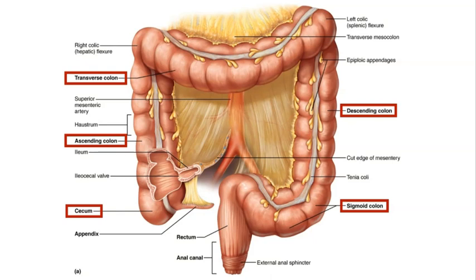From the cecum, the large intestine proceeds vertically into a region called the ascending colon. The ascending colon then turns horizontally and becomes the transverse colon. From there, the transverse colon becomes the descending colon, and the descending colon becomes the sigmoid colon. The sigmoid colon then becomes the rectum and the anal canal.